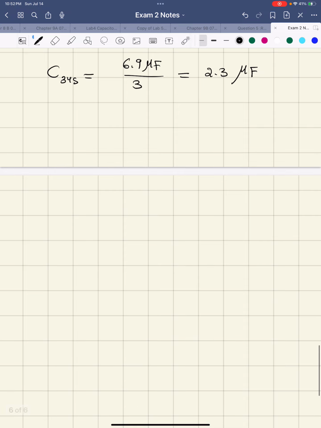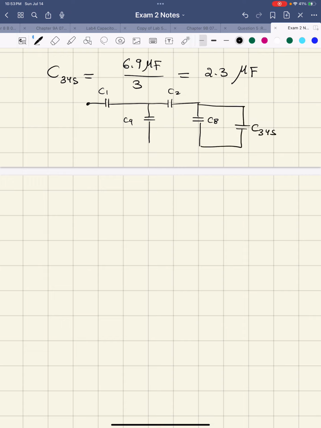All right, now I need to redraw my circuit. I like to do that, although maybe it takes time. This is C1, this is C9, this is C2, this is C8, and that one is C345. This is C6, and this one is C7.